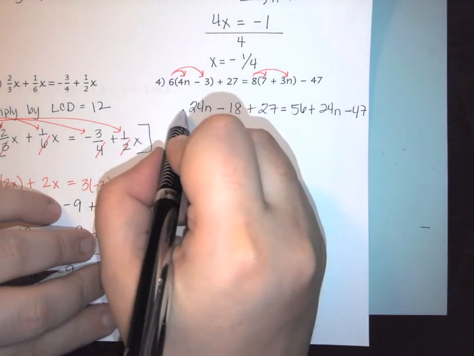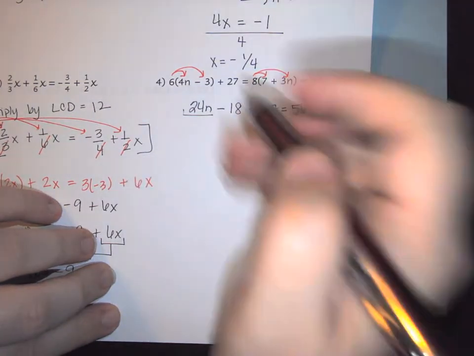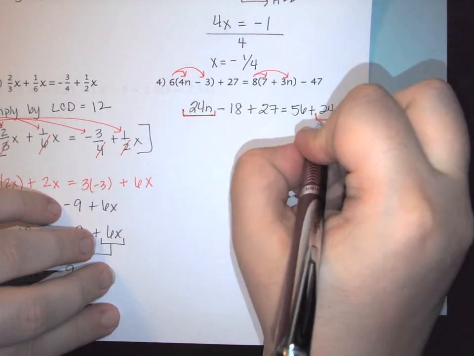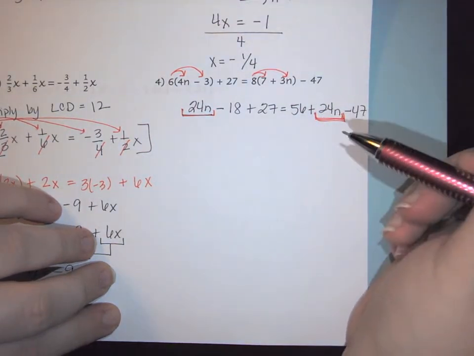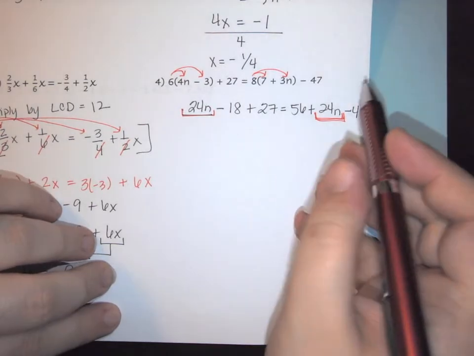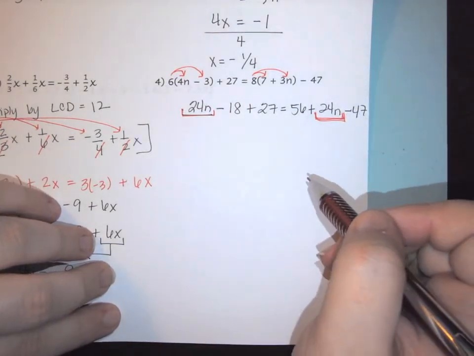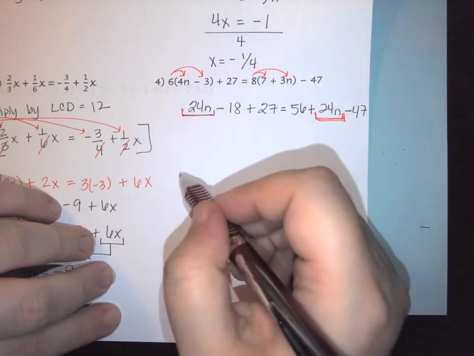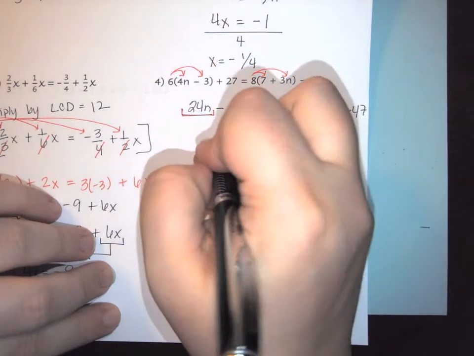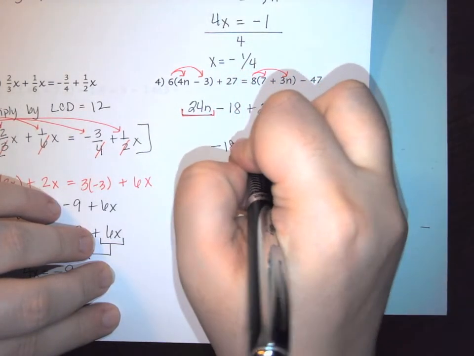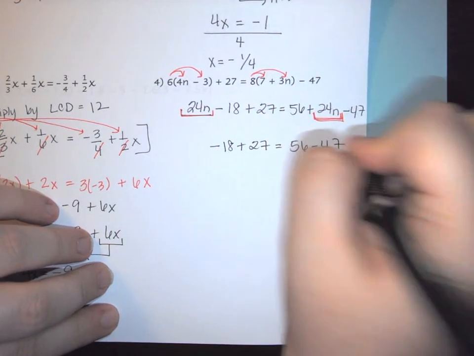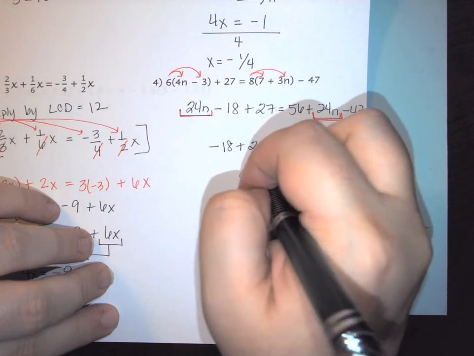Now in this case, if you look, let me change colors here, I've got this 24n here and I have a 24n over here. So it doesn't matter which direction you move, the n is essentially going to disappear. So here the n goes away and it's going to leave us with negative 18 plus 27 is equal to 56 minus 47. In this case we have 9 is equal to 9.